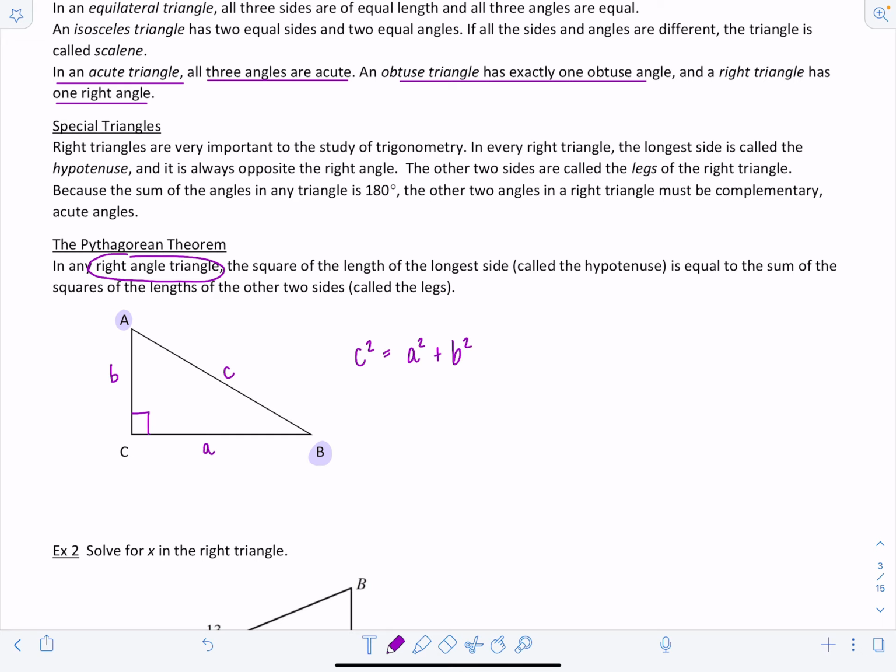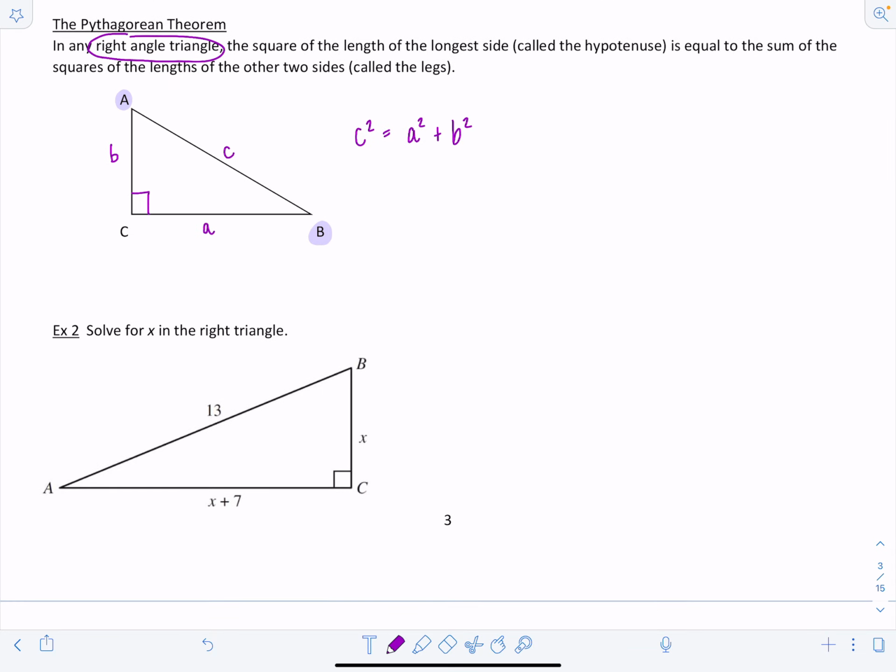All right, very good. So now let's apply it. We're going to solve for x in the right triangle. Now, they can flip around how they draw the triangles. Don't let yourself get out of sorts. Let's label where the hypotenuse is. It's right here. So this is going to be my c squared. And then here, x is equal to a, and x plus 7 is equal to b. So this is little b, and this is a. So we can go ahead and set everything up. I'm going to have c squared equals a squared plus b squared.